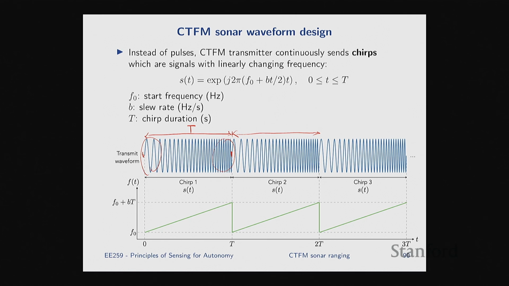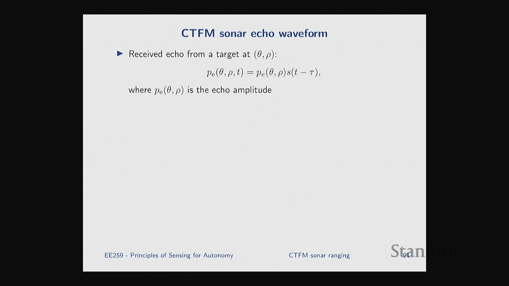Another way of visualizing this, which is perhaps more intuitive, is if you plot the instantaneous frequency of your signal as a function of time, it has this linear ramp, right? So at time 0, it starts at some f0 frequency, goes up with a slope of b, so you get to f0 plus b times T, where big T is the chirp duration, and then you repeat, right? Again, you drop back to f0, go up, and so on. So you send these sawtooth-like frequency chirps as a function of time. Okay? So how do we do ranging with this?